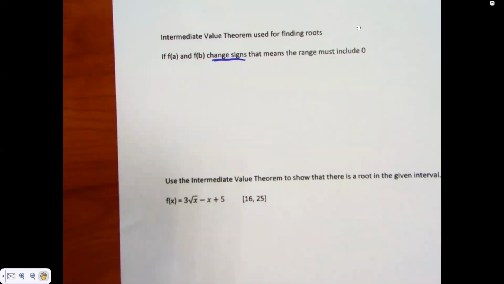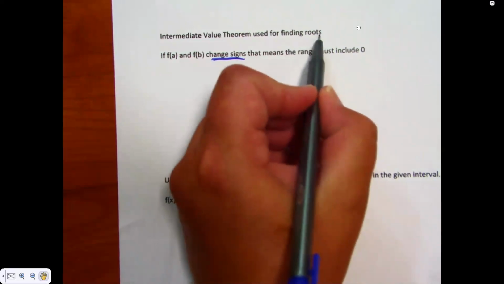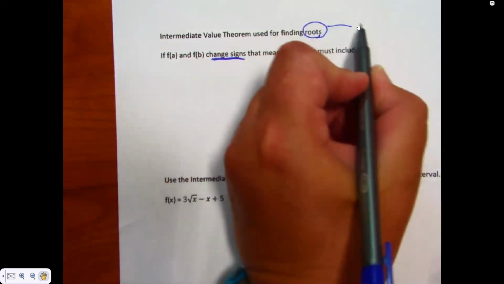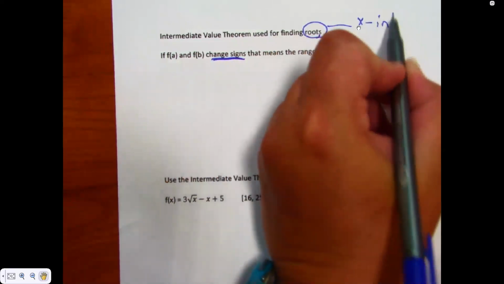Same thing. What happens if my f of a was positive, but my f of b was negative? I know that I had to go through 0. And that's actually what we care about, where we go through 0. They're called, let's see, finding the roots. Roots are also called x-intercepts.